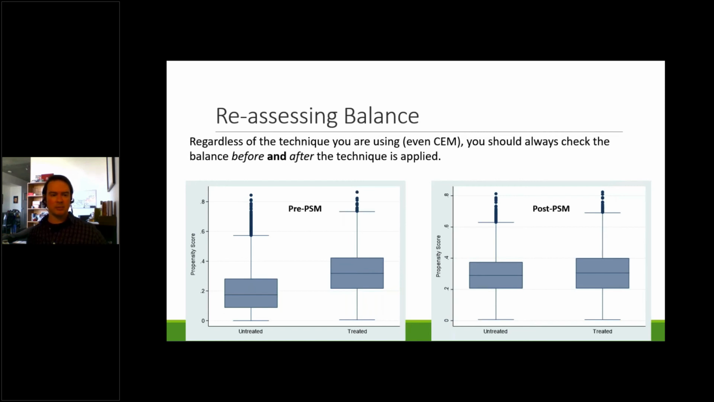I'll give you a couple examples here of just what the propensity score should look like before, and this is essentially the propensity score that I showed you before in Stata, and then after PSM is applied. You see there's really very minimal difference between the two groups.